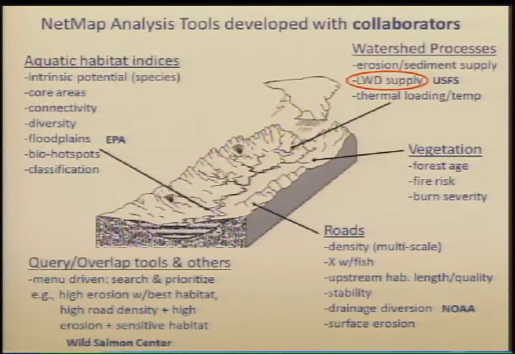It's a set of geospatial analysis tools, integrated with geospatial data. It covers the different topics you see here: aquatic habitat modeling, watershed processes in terms of erosion and sediment, large woody debris supply, thermal loading, different vegetation models, lots of road models, and some other tools that I think of as miscellaneous but helpful overlap tools, different things to help with analysis.